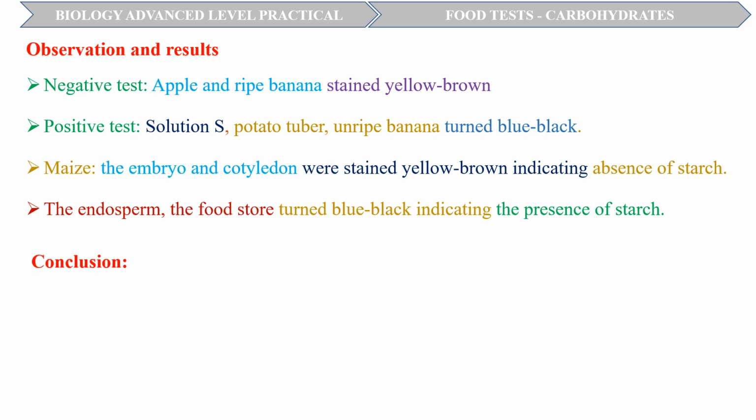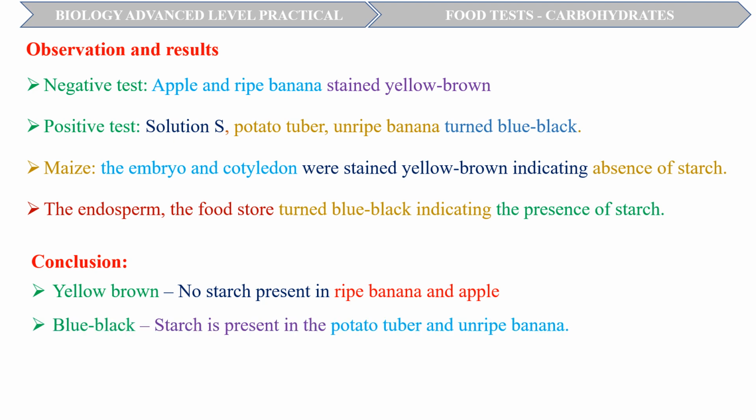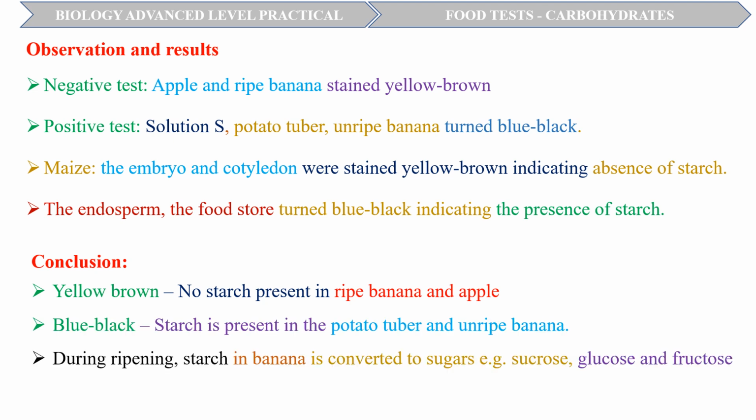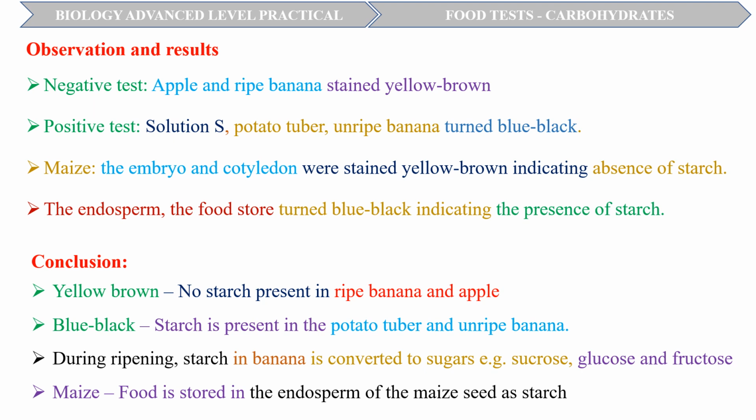In conclusion, we say, no starch is present in ripe banana and apple, while starch is present in the potato tuber and unripe banana. We may be required to explain why unripe banana tests positive for starch and not ripe banana. The reason is that during ripening, starch in banana is converted to sugars, for example, sucrose, glucose, and fructose by amylases. For the maize grain, we can conclude that food is stored in the endosperm of the maize seed in the form of starch.